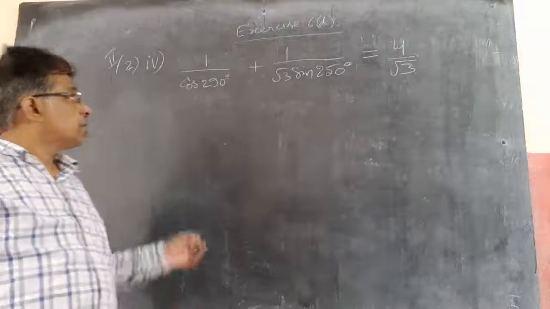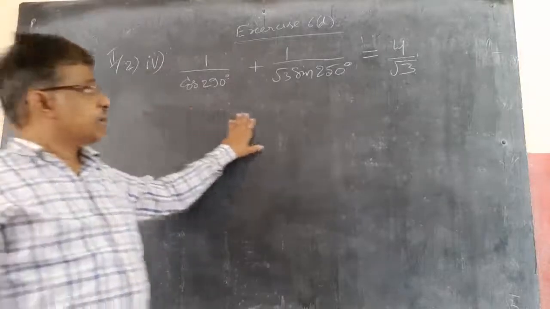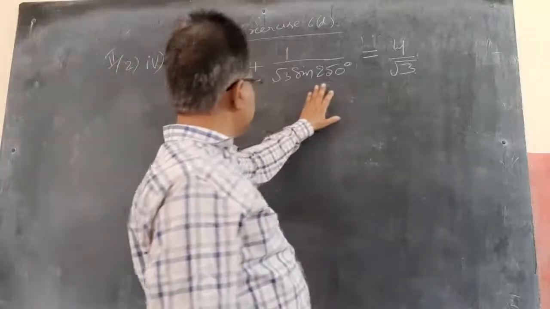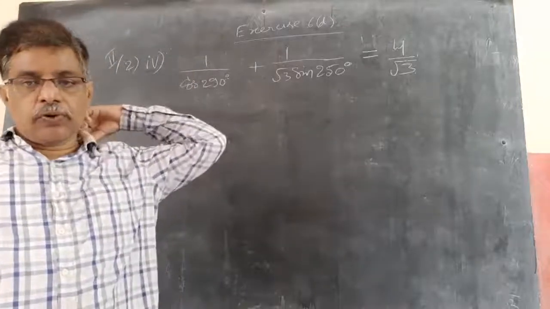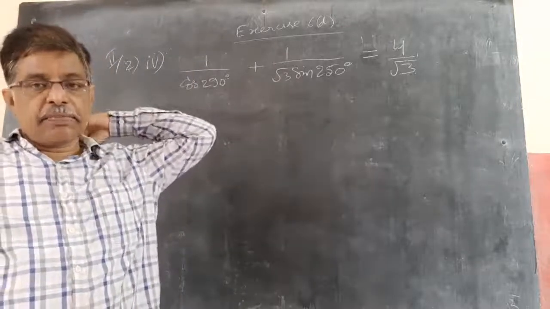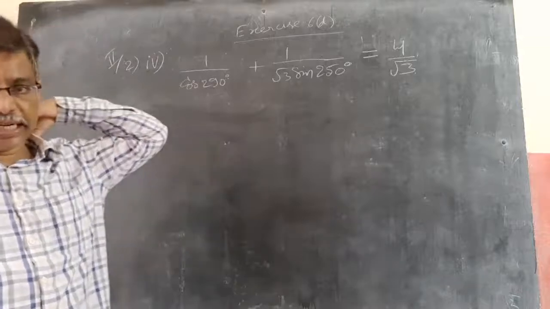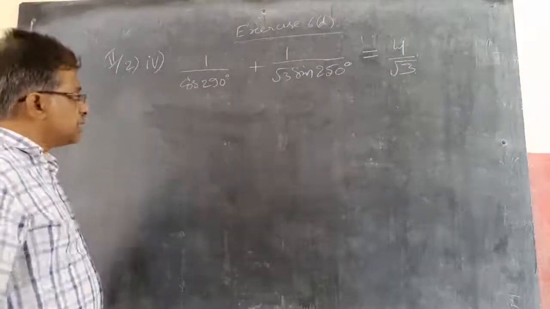Next. 1 by cos 290 plus 1 by root 3 sin 250 equal to 4 by root 3. Very simple sum but very important sum. So try to understand properly.